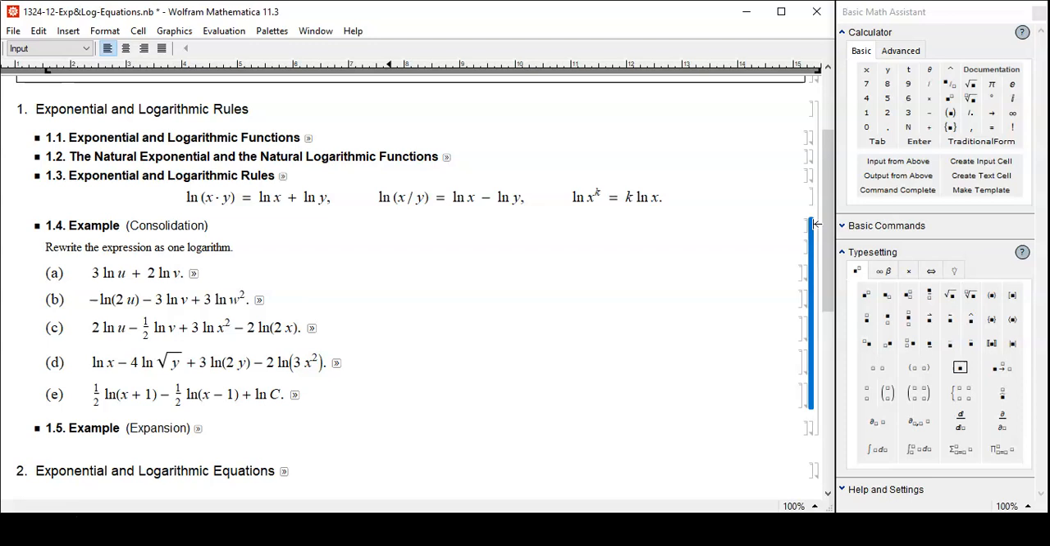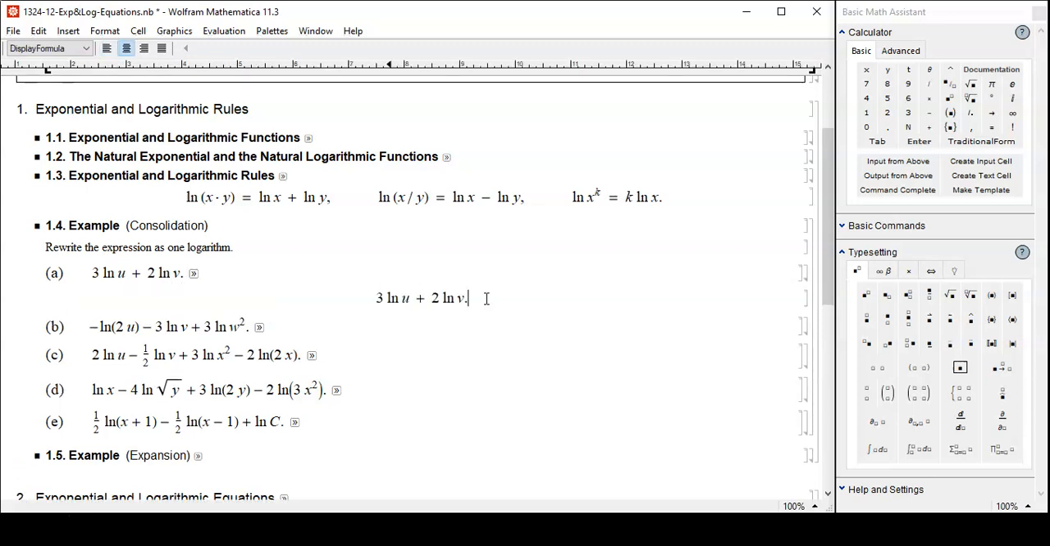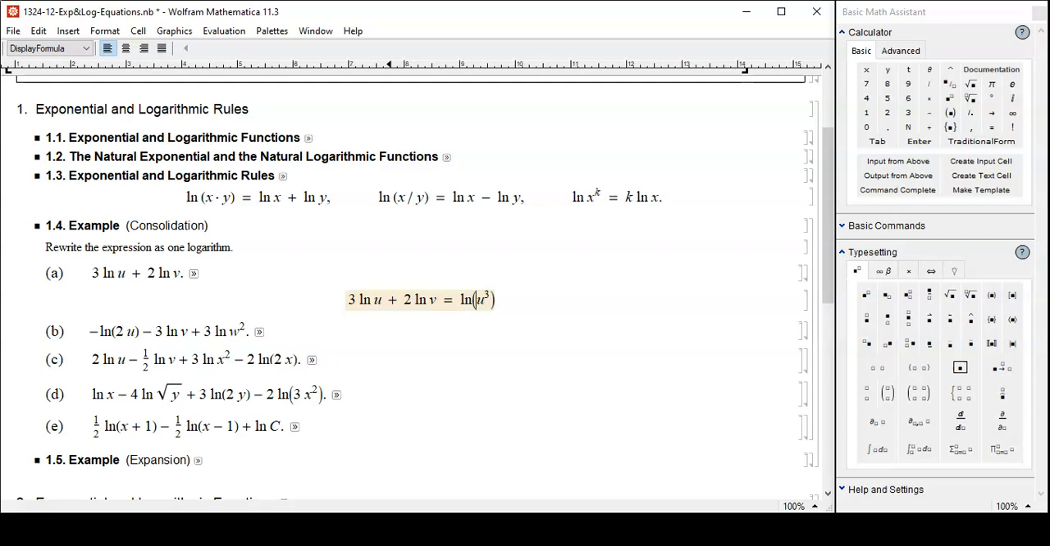Type 1, consolidation. Rewrite these as a single logarithm. So if you have several logarithms, you could put them together into a single logarithm. How do you do that? Usually, you begin with rule number 3. So, log of u to the third power plus log of v to the second power, like this.